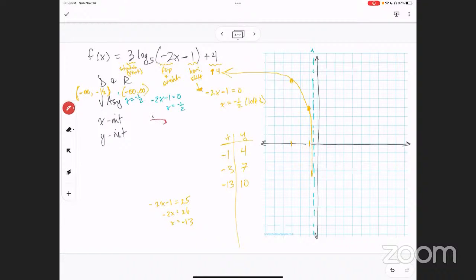What's the x-intercept? You have to substitute 0 in: 0 equals 3 log base 5 of negative 2x minus 1, plus 4. So subtract 4 from both sides. You get negative 4 equals 3 log base 5 of negative 2x minus 1. And then you divide both sides by 3. So you get negative 4 over 3 equals log base 5 of negative 2x minus 1. Then convert it. 5 to that power equals negative 2x minus 1.